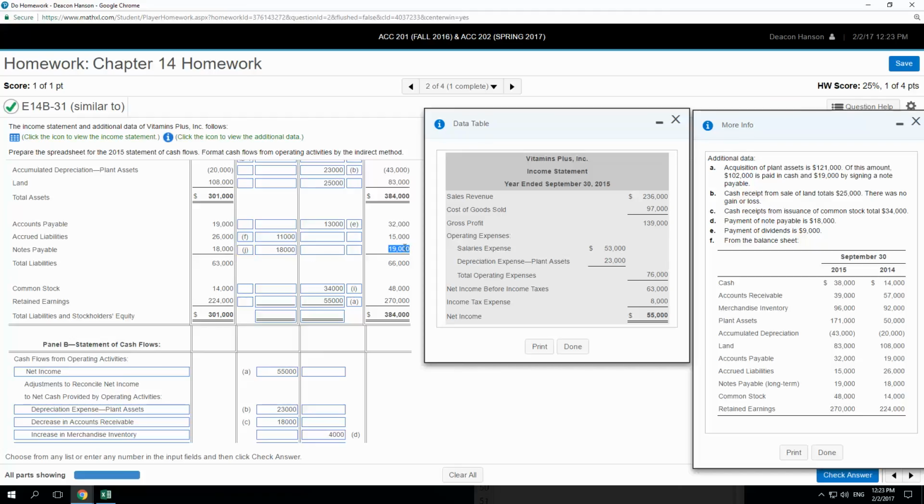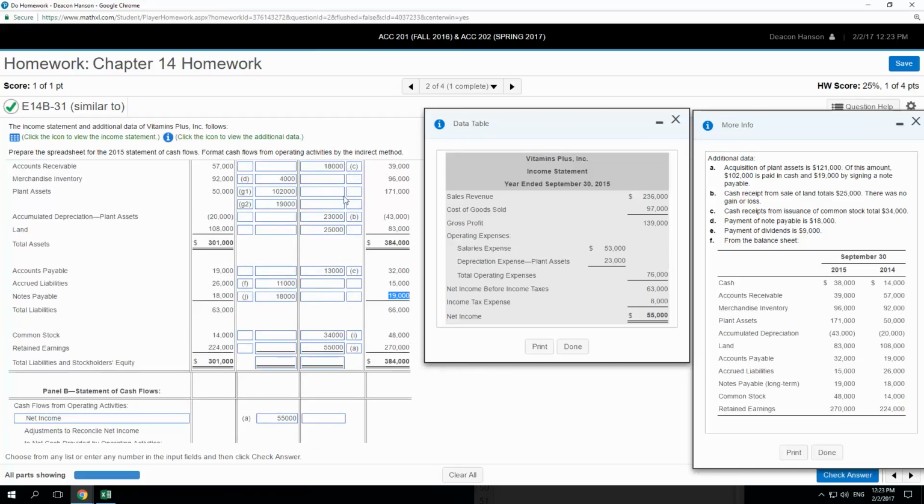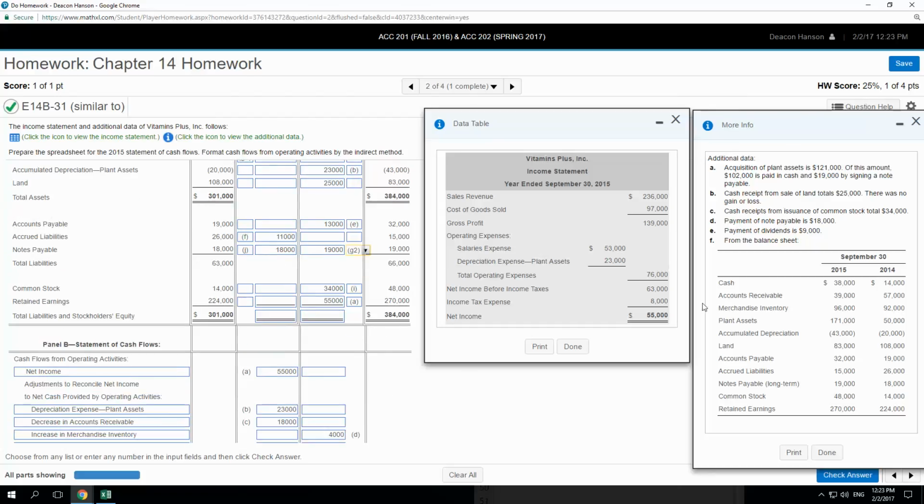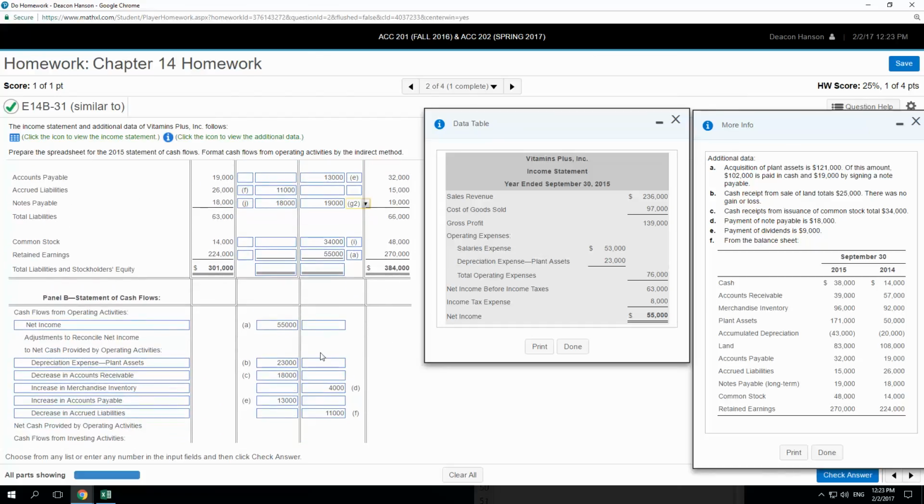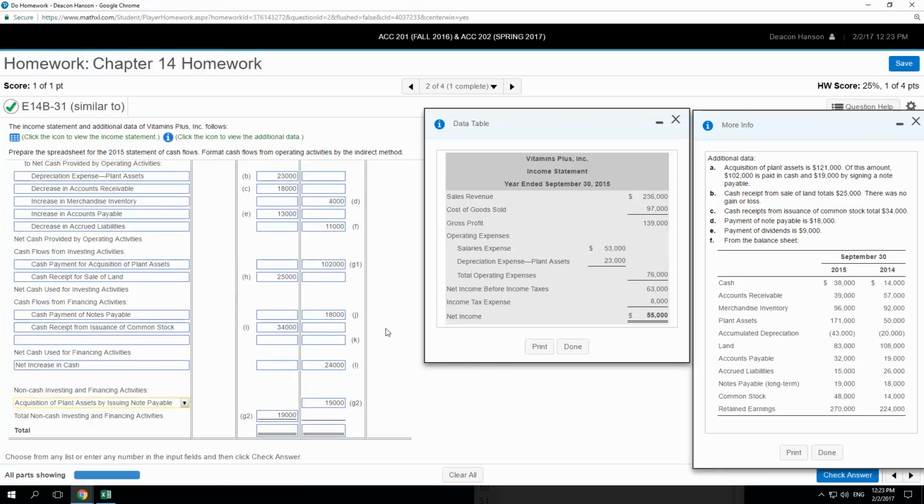So we're missing something. And if we rewind and really think about it, we have this G2. That G2 was the non-cash investing and financing activity. We actually have to put that in here because that's an increase to the note payable, 19,000. So I'm going to put G2 in here. What else happens in financing activities? And then we'll double check that. 18 minus 18 plus 19 equals 19.